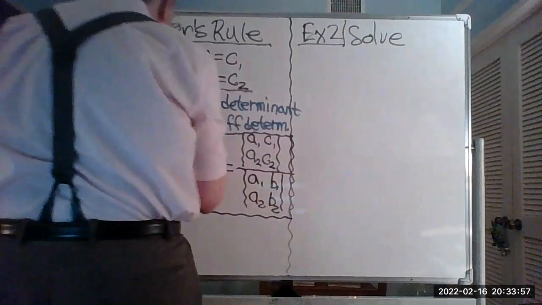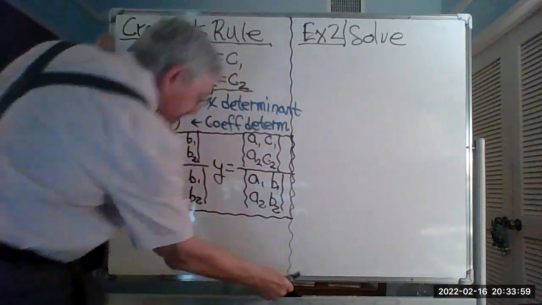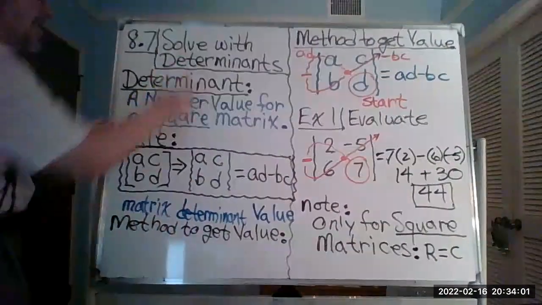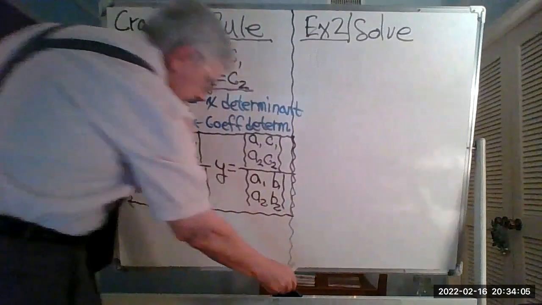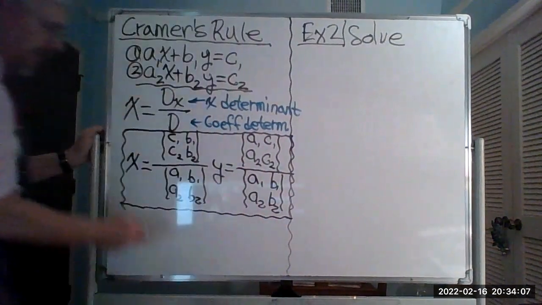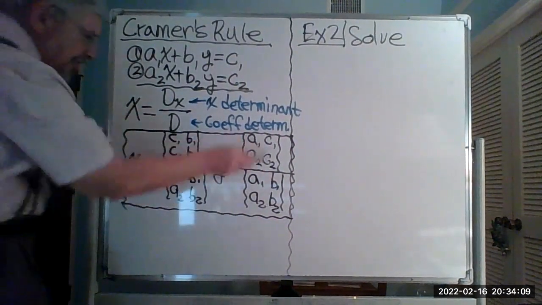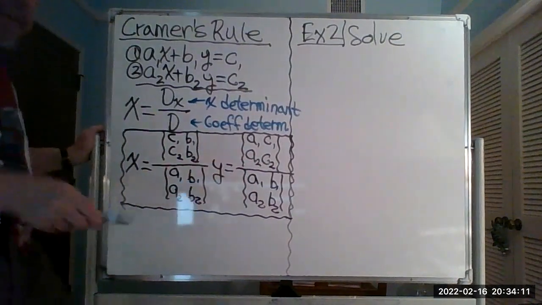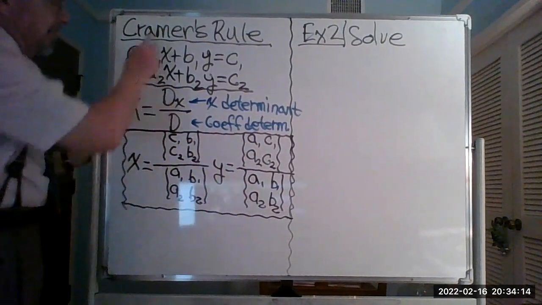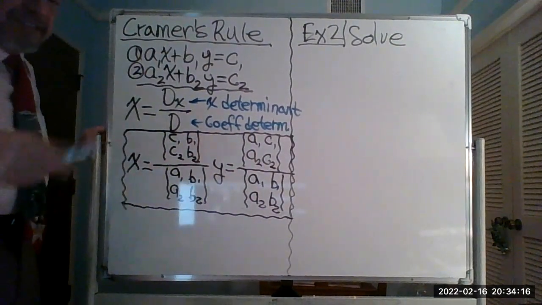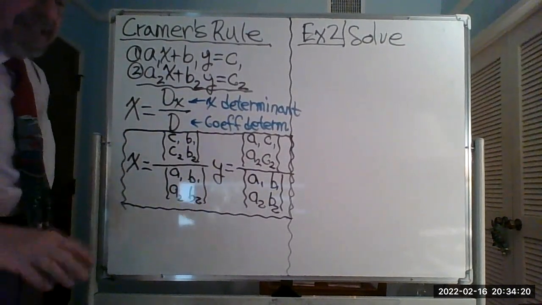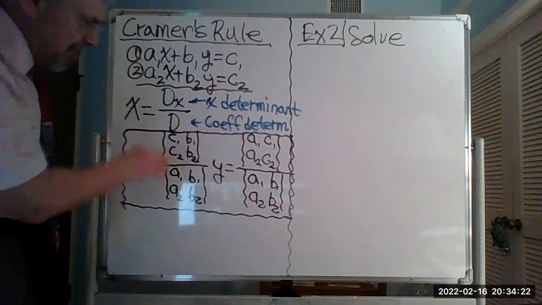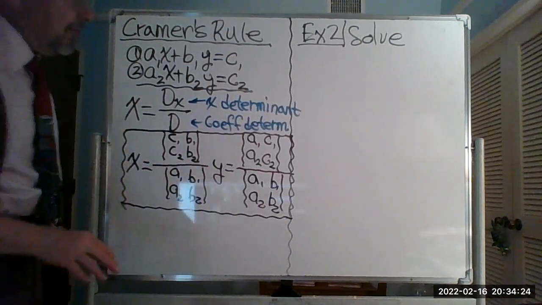So I titled this over here, solve with determinants, and that's what we're doing. I am in fact solving it with a quotient of two determinants. That quotient is determined by something called Cramer's rule. So that's the methodology that we're using, but the tool that we're using is the determinant. The determinants are the nuts and bolts of Cramer's rule.